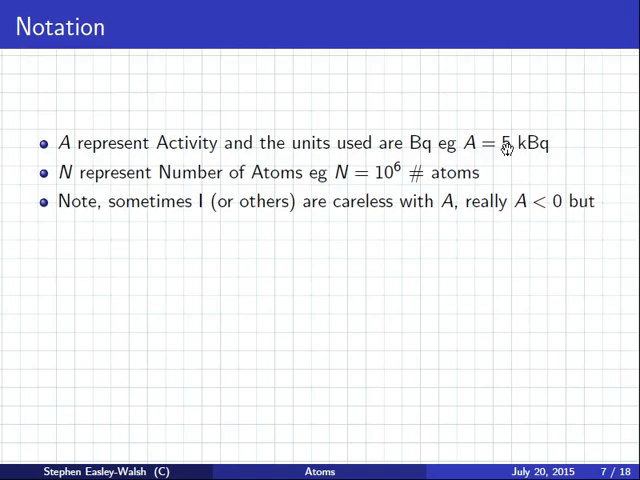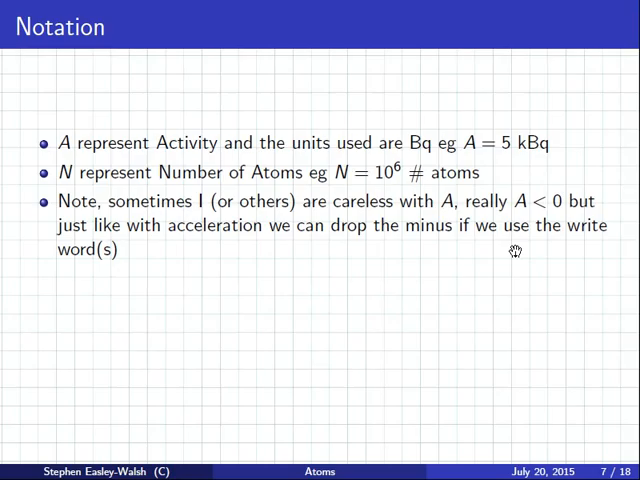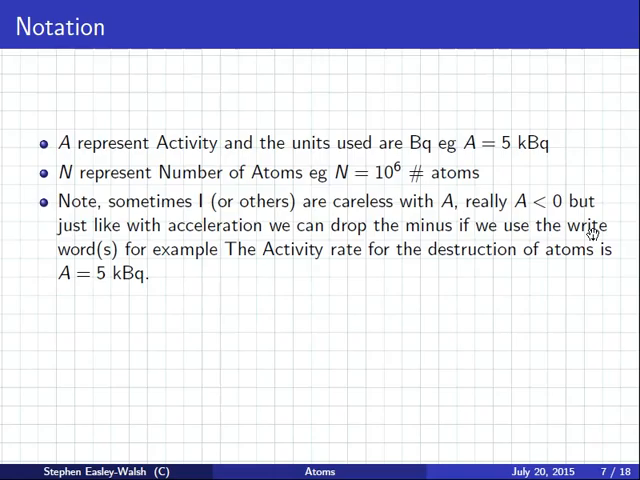But just like with acceleration, we can drop the minus if we use the right word. So it's actually okay if I drop the minus if I say something like the activity rate for destructions is 5 kBq. Just like with deceleration, I don't need to put in the minus if in my sentence I'm using deceleration. Likewise, if I use the word destruction, I can drop the minus. It's understood to be there. So that's the same as saying activity is minus 5 kBq.